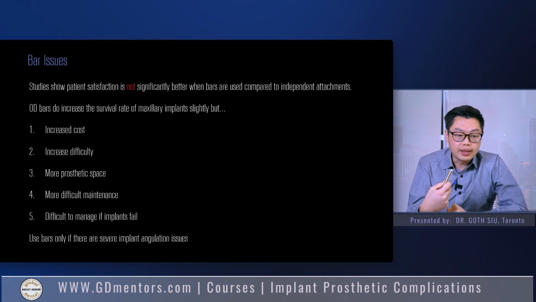and it's also harder to manage if implants fail. There is some literature that will report that splinting the implants with the bar on the maxilla for an overdenture is going to increase the chance of implant success, whereas individual attachments have a lower success rate of the implants. But if you use a bar and you're joining all the implants together, if one or two of the implants fail, that bar is essentially garbage. You can't really reuse that bar, and you got to redo the bar.